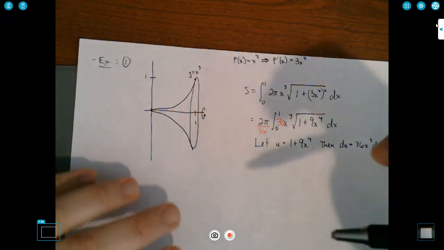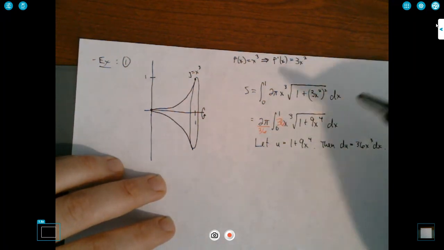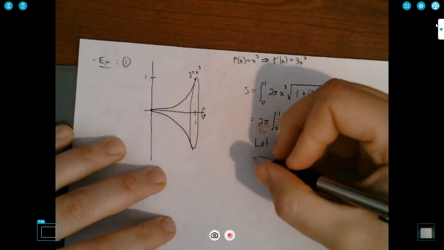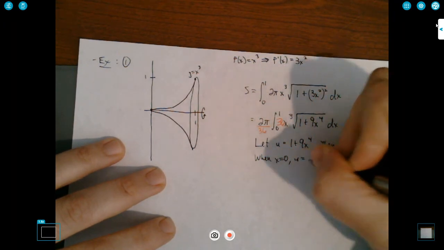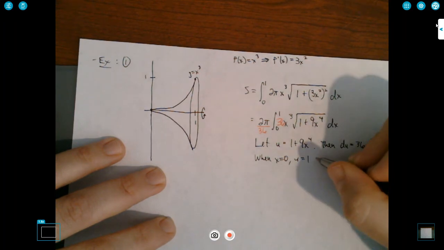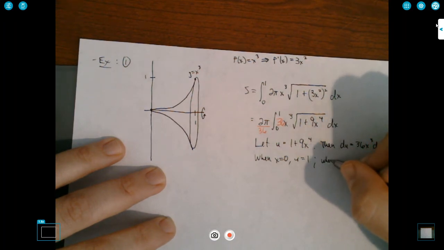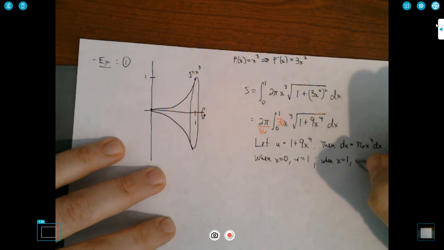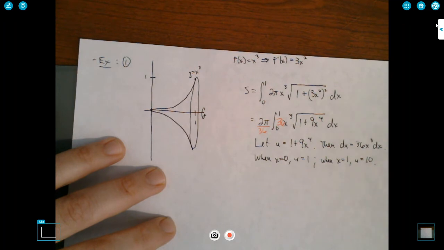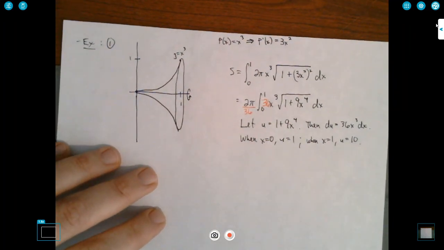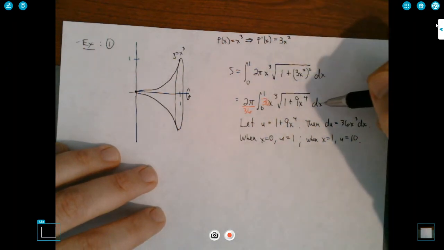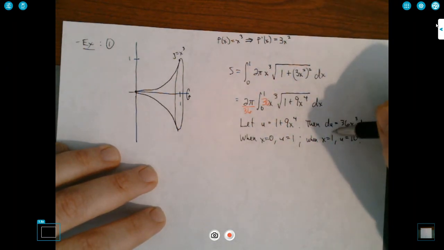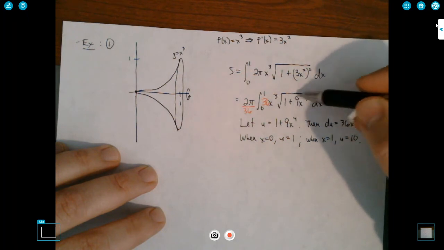Okay. Now, while I'm at it, I can go ahead and change my limits of integration, right? So I can say when x equals 0, u equals, it looks like it's going to be 1. When x equals 1, u is going to be 10, right? So I've got 36x cubed dx. That whole thing's going to be replaced with a du. This thing is just going to be replaced with a u.